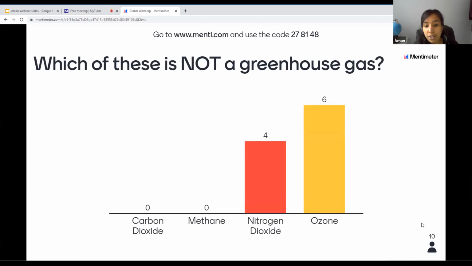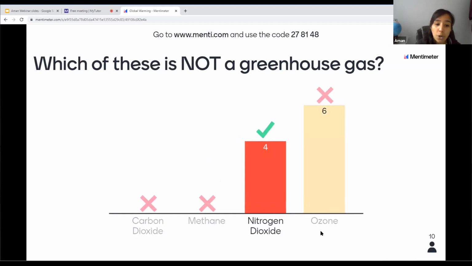So the answer is nitrogen dioxide, so excellent. No one put carbon dioxide, which I'm really pleased with. That's one of the main greenhouse gases, and so is methane. Ozone is a greenhouse gas. If you were here on Friday, you'll know that ozone is O3. Oxygen usually goes around as O2. Ozone, O3, is a greenhouse gas, and it's also a layer in the atmosphere known as the ozone layer. But yes, it is a greenhouse gas.